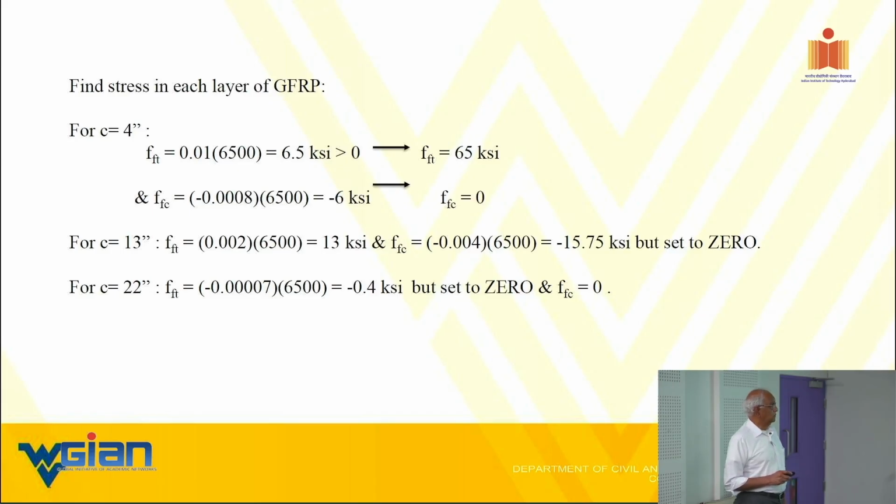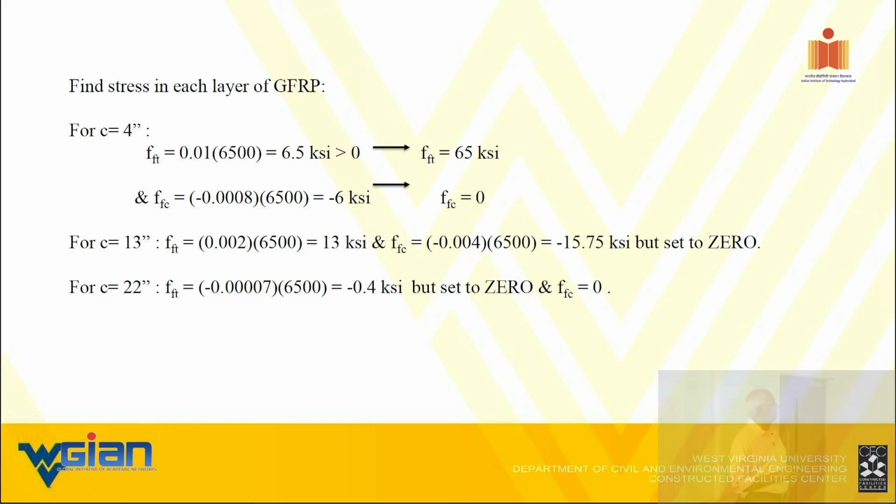Find the corresponding stresses. For 4 inches, my stress is 0.01, and in concrete, it is taken as 0, right? For 13 inches, it went up to whatever, 13 KSI, and still 0 for concrete. For 22, what does this mean? Negative. Negative means it is not in tension.